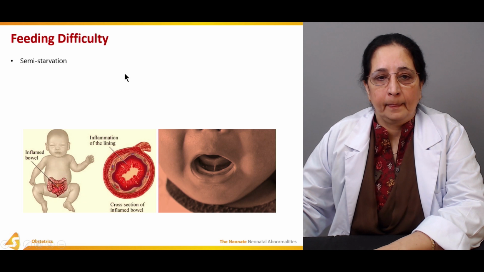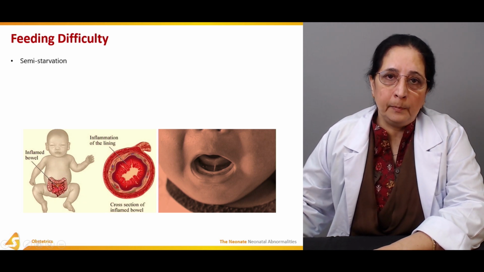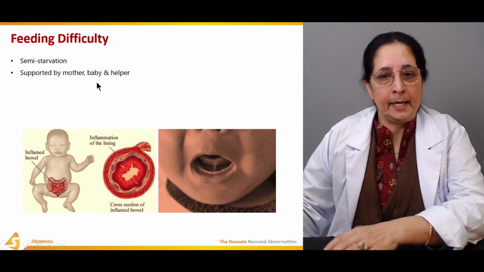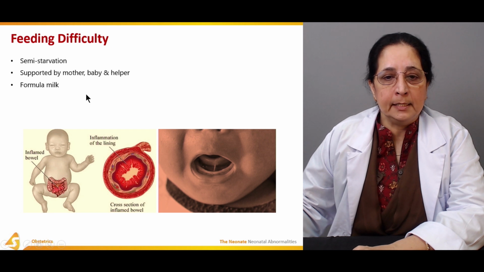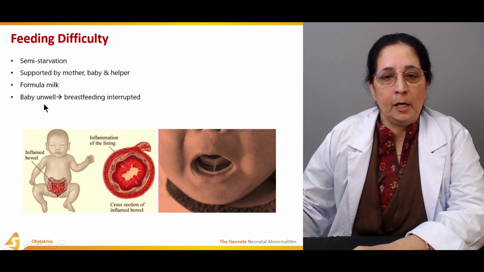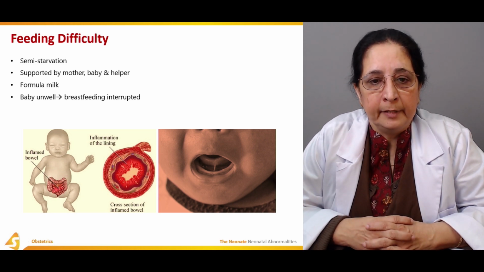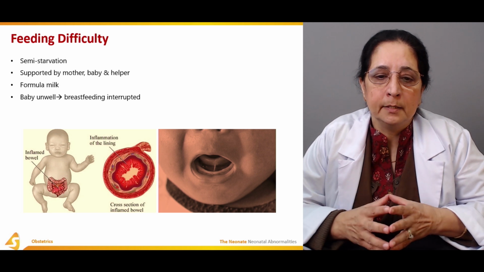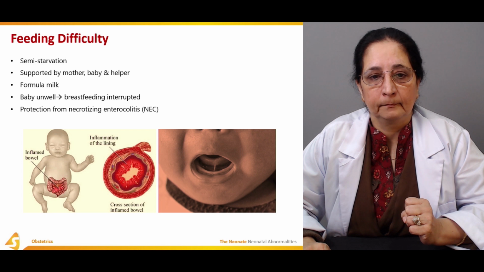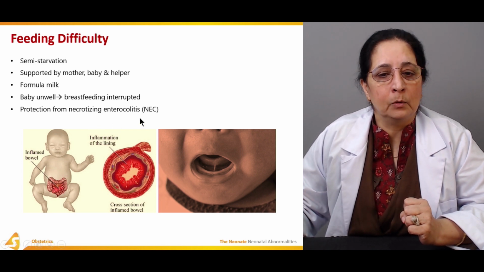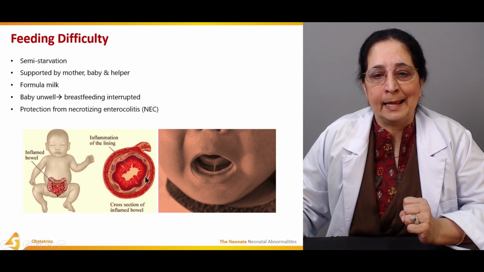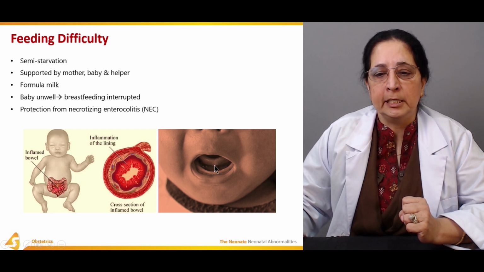Feeding difficulty. Usually if the baby has a feeding problem, it can cause starvation or semi-starvation, so support by mother, baby and helper is needed. Formula milk is used. If the baby is unwell, we should interrupt the breastfeeding and use alternate means of nutrition to avoid starvation in the baby. Protection from necrotizing enterocolitis. If you see inflamed bowel, the redness, this is inflammation of the lining of the bowel. And then this is the picture of a baby which has feeding problems.